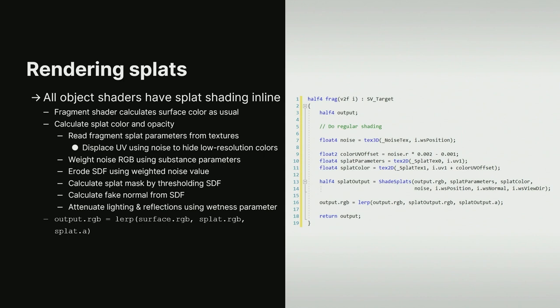So we basically calculate a weighted noise using the aforementioned noise texture and using parameters to interpolate between them. We then use that to erode away the SDF. From there, we can create a thresholded mask that will now represent the silhouette of our splat. And then we use the calculated noise to also generate a fake normal and do things like attenuating lighting and reflections using wetness parameters, etc. And so finally, we have both the surface color and the splat color, and we can simply blend those together to get the resulting output.